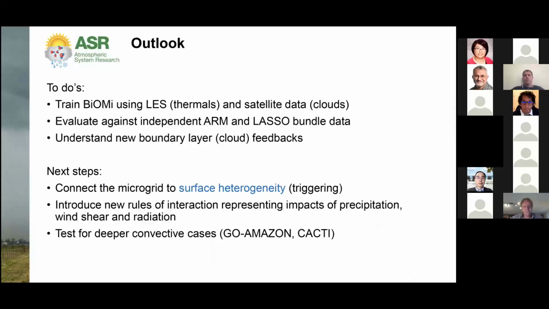Yes. So here you see what we have to do. We have to train the model. We have to evaluate. We have to understand feedbacks. We can do a lot more. Connect the microgrid to the surface, and also make it work for deep convection.